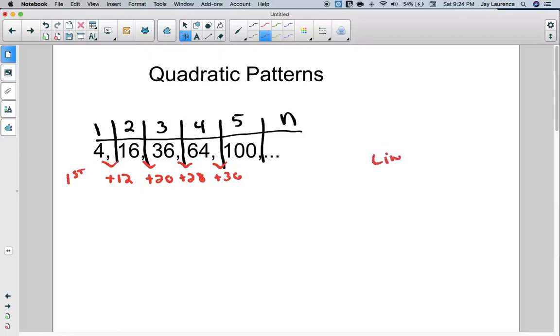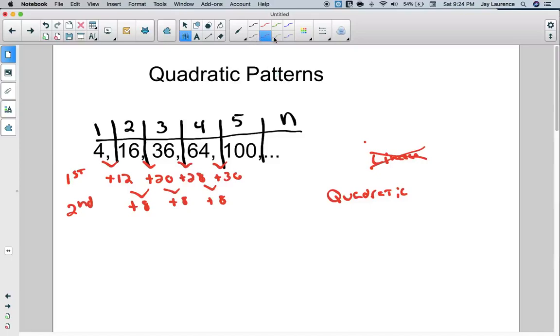Linear, you say? It's not linear. Why? Because the first differences don't match. Let me go find the second differences. So let's see, I got plus 8. Ooh, I've got plus 8. Oh, look at that, another plus 8. The second differences are matching, and so I was correct. This is a quadratic pattern. Okay, quadratic when the second differences match.